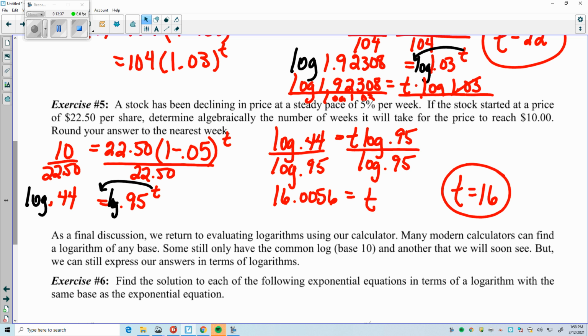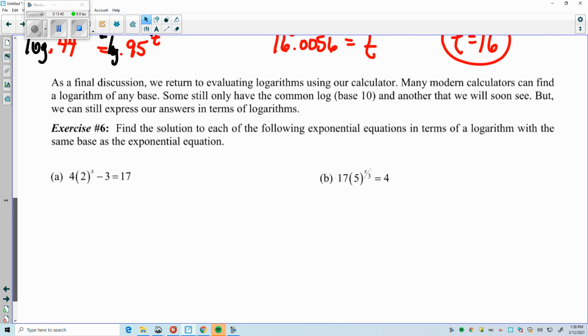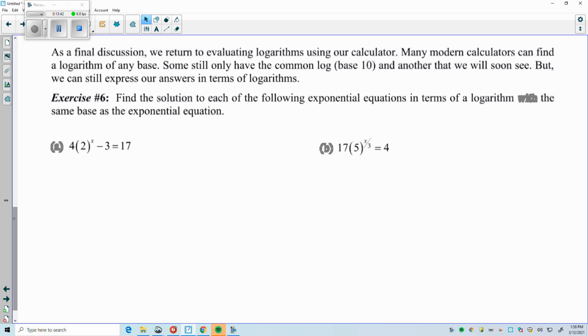Okay. And so one last thing we're going to take a look at. Using your calculator, we can see it says the common log, or common log base 10. We can always express our answers in terms of logs. And it says we're going to find the solution to each of the following exponential equations in terms of a log with the same base as the exponential equation. Okay, lots of words, but let's see what that means. All that means is let's again try and solve for x. So my goal is to get everything away from the number that's attached to the exponent. So everything's got to move away from this 2. So step 1, we're going to add the 3 over.